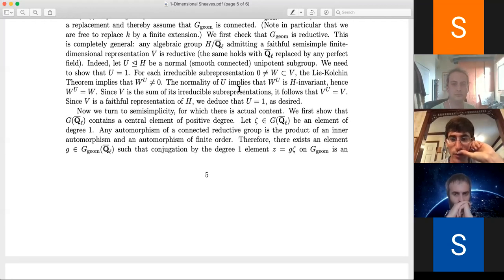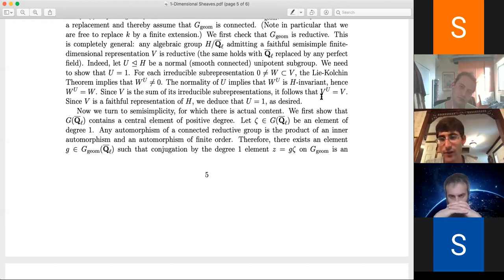So normality of U tells you that the space of U-invariants is actually an H-invariant subspace of W. That follows from normality. And therefore, because it's an H-invariant subrepresentation of this irreducible W, W^U must equal W, just by irreducibility of W. And now V is the sum of its irreducible subrepresentations, so it's the sum of such W's, and therefore it follows that V^U is V. Which is to say U acts trivially on the representation V.